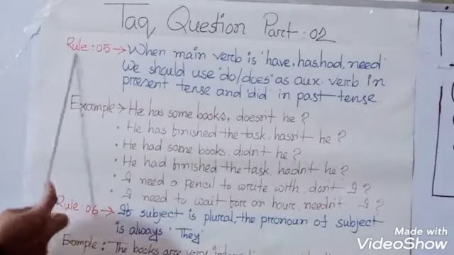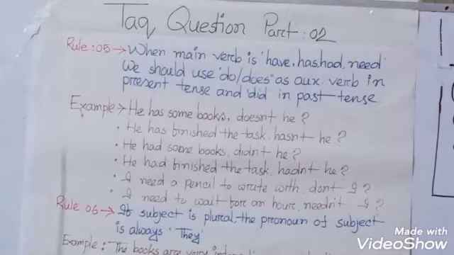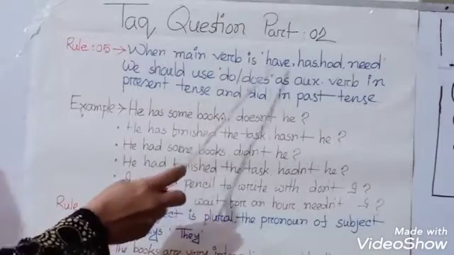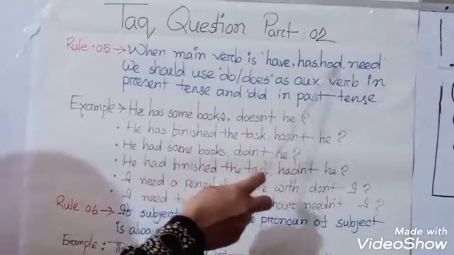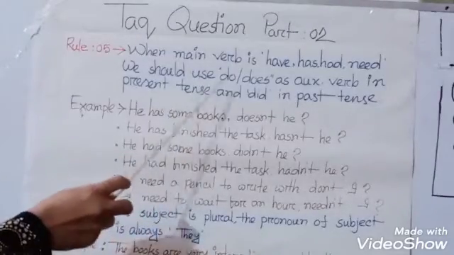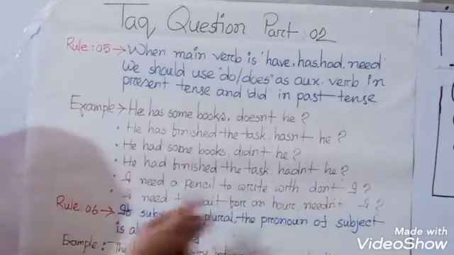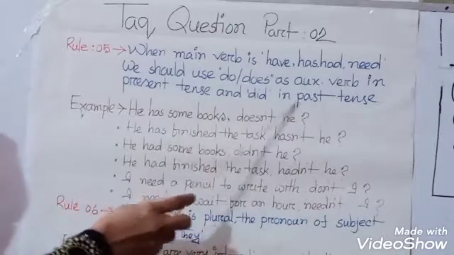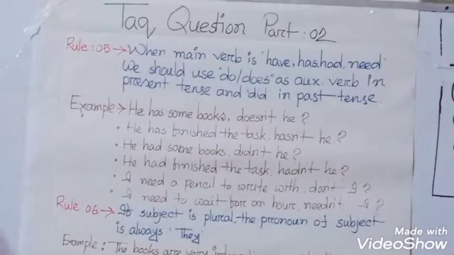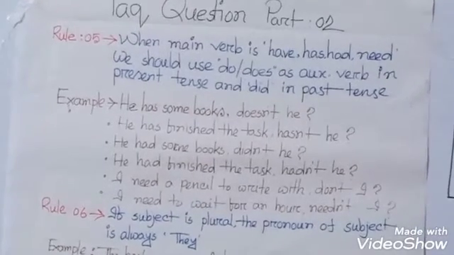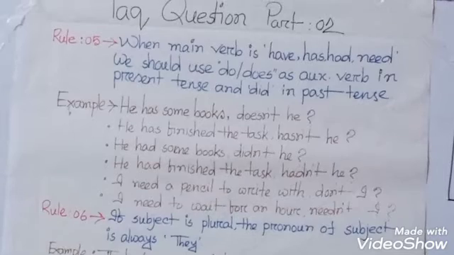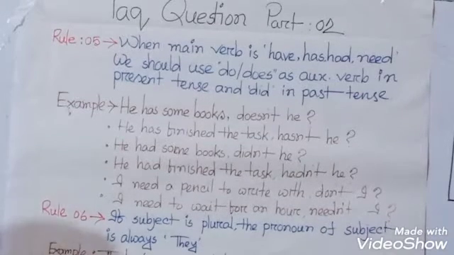Dear students, let's have a look at the board. Rule number 5. When the main verb is have, has, had or need, we should use do or does as the auxiliary verb in present tense and did in past tense. We know that have, has, had, need are auxiliary verbs, but sometimes they are used as main verbs. That's why we have to be careful to identify whether it is an auxiliary verb or a main verb.